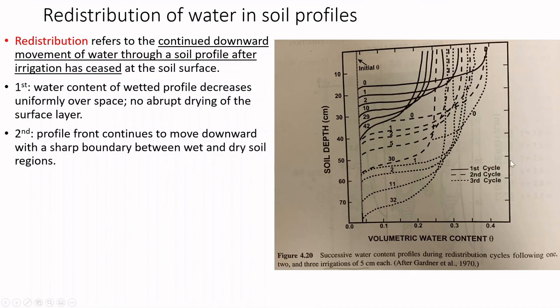So this is the first cycle. We can also do it for the second cycle and third cycle. So you will still see the same kind of trend, but the water will go deeper and deeper into the soil.